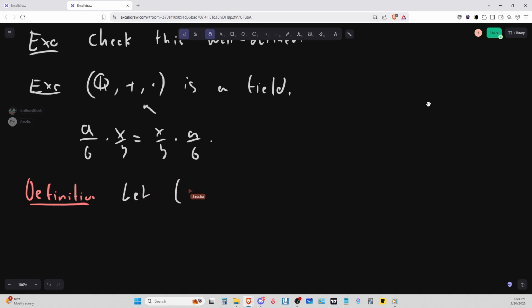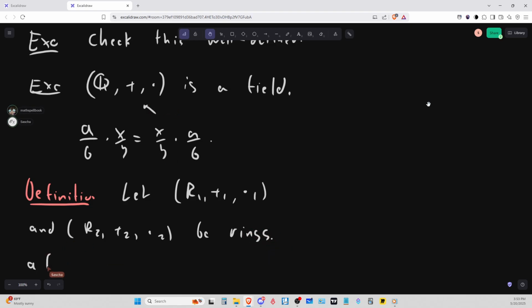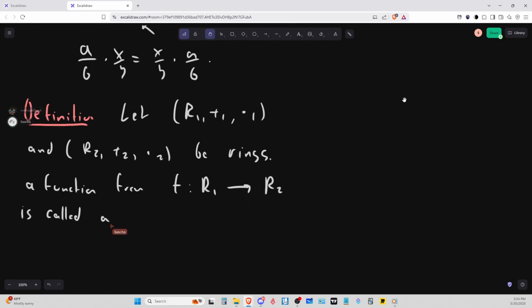Let R1, and here I'm gonna use some lower script notation just to make sure that we're talking about the same thing. So let R1, with those things, with addition and multiplication defined like that, and R2, with addition and multiplication, be rings. A function, let's maybe call it f, from R1 to R2 is called, and now there's gonna be a word that you're gonna hear over and over and over in mathematics. Sometimes you don't use this specific word, but usually it will be morphisms. In our case, it will be a ring morphism.